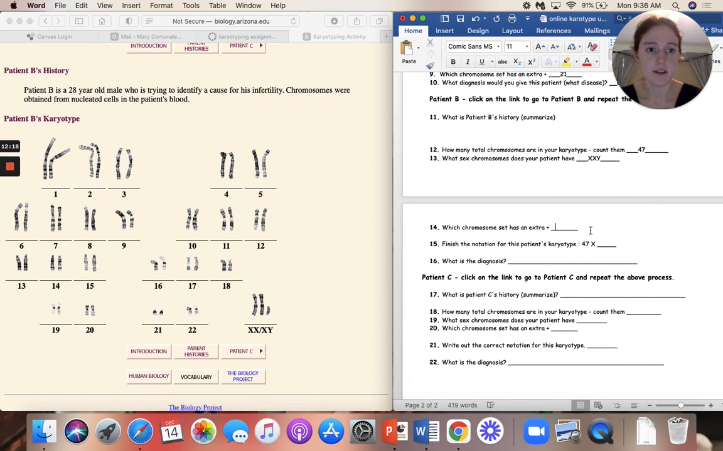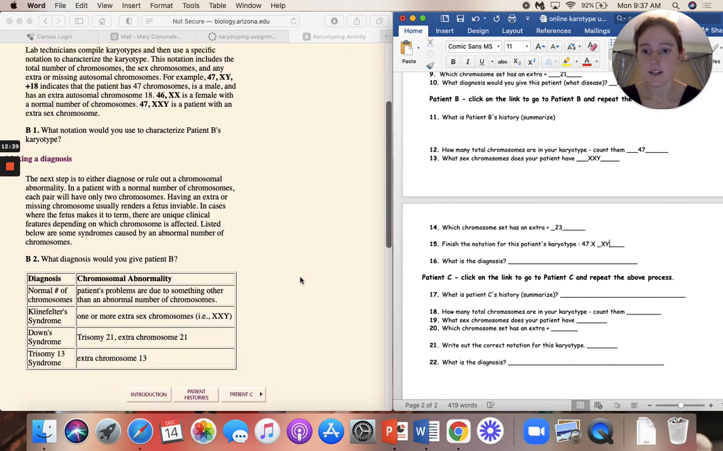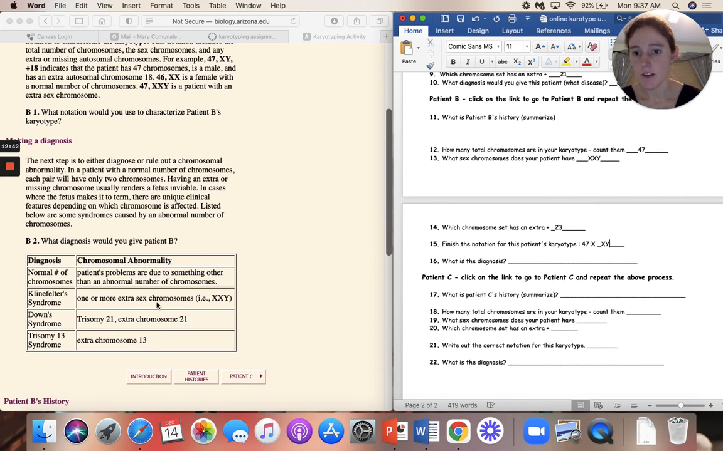Which chromosome set has an extra pair? It's going to be pair 23. Finish the notation. So if we go back up here, it tells us how to do that notation. So we have 47XXY. What is the diagnosis? Whenever you have an extra sex chromosome, that is going to be Klinefelter syndrome.